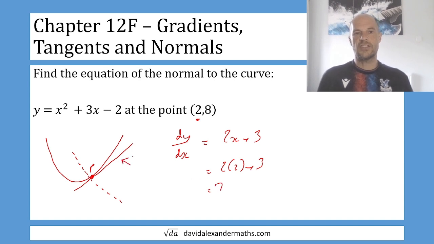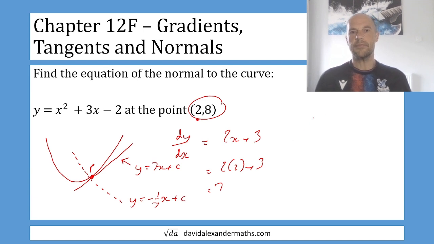So this tangent here is y equals 7x plus something. We could work out the something because we know it goes through the point (2, 8), but we don't need to work that out. So therefore the equation of the normal is going to be y equals minus 1/7 x plus c. So we can work out c by substituting in these coordinates, or we can do y minus the y coordinate equals negative 1/7 times (x minus the x coordinate, which is 2).